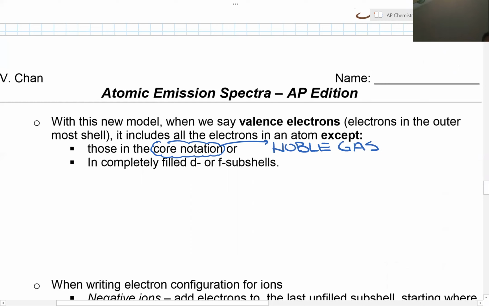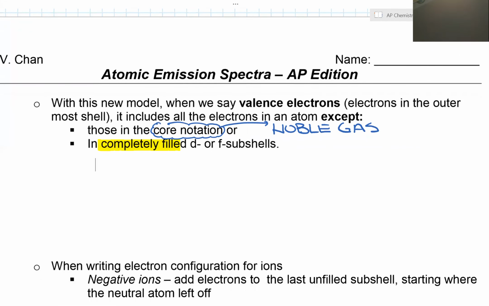Or in a completely filled d or f subshell. So let's say, for example, in this case, completely filled. Now, let me give you an example here. Let's look at sulfur. Let me give you a straightforward example first. So example, sulfur.